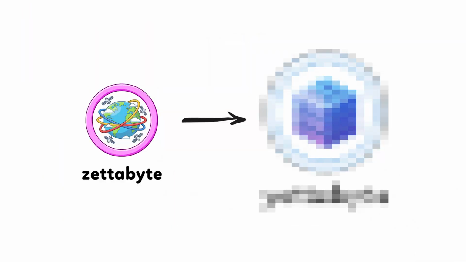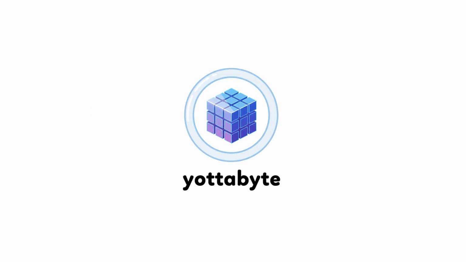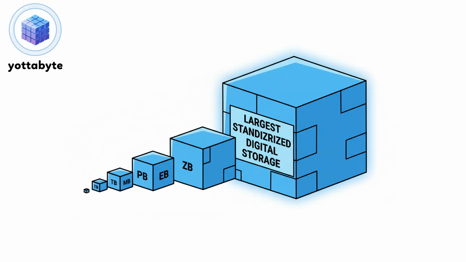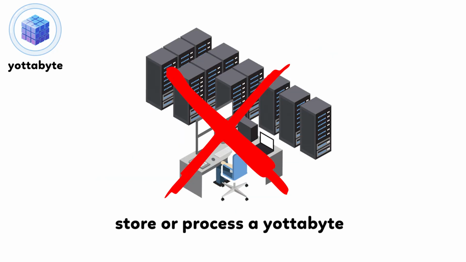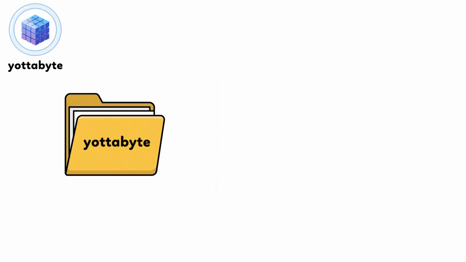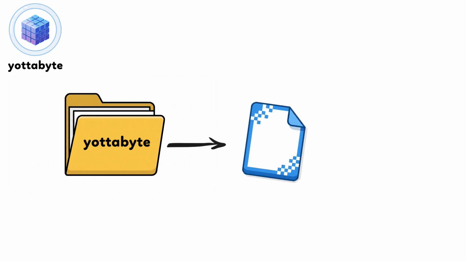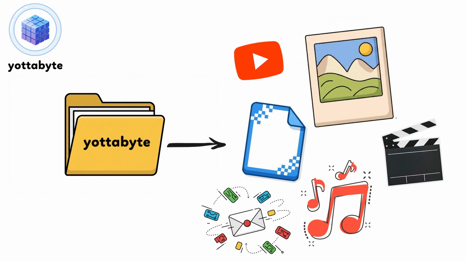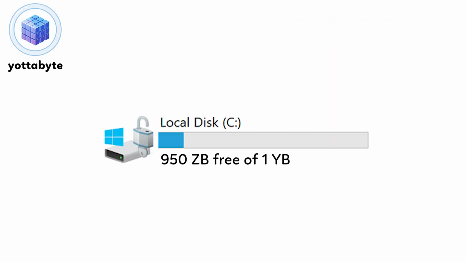At the absolute top of officially recognized storage units sits the yottabyte, equal to 1,024 zettabytes or 1 septillion bytes. This represents the largest standardized measurement for digital storage, so massive that no current system can actually store or process a full yottabyte of information. A single yottabyte could theoretically hold every document, photograph, song, video, and piece of digital content ever created in human history, with vast amounts of space remaining unused.